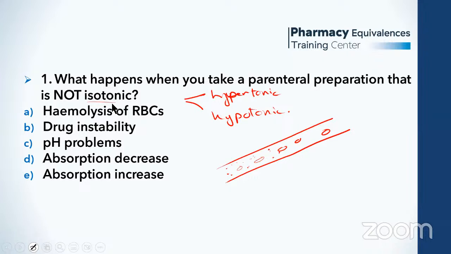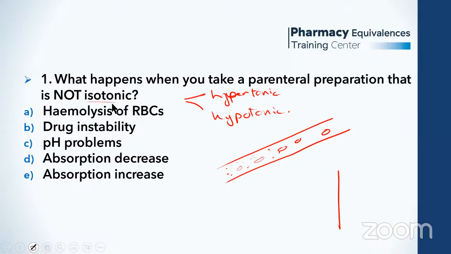Okay. So here we are discussing a question about what happens when you take a parental preparation that is not isotonic. It is either a hyper or hypotonic solution. So what will happen? Let us see, for hypo or hypertonic solution.